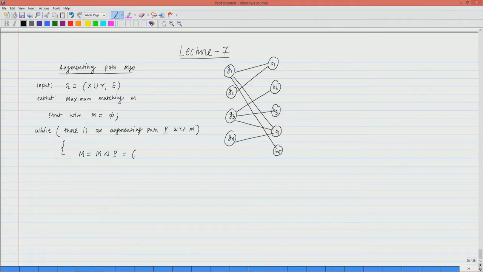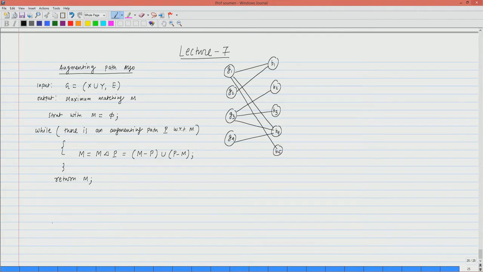This symmetric difference is a set of edges. P in terms of set of edges, it is M minus P union P minus M. This is called symmetric difference, and you are out of this loop when there is no augmenting path with respect to the current matching, and then you return M.